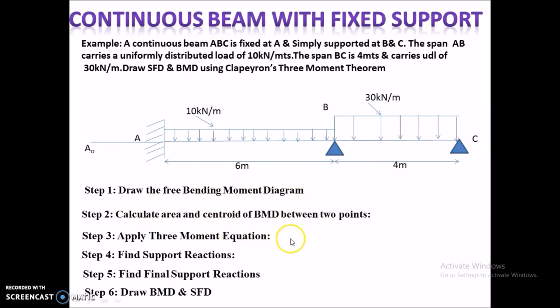So now we have to draw the free bending moment diagrams, same as the previous problem, and step 2 is also the same. Step 3: we will apply the three-moment equation twice. First for the beam A0AB, so we will get an equation in relation with MA and MB. Next, we will again apply the three-moment equation to ABC, so we will get another equation in terms of MA, MB and MC, where MC is 0. We will get an equation in MA and MB. By solving both these equations, we will get the values of MA and MB, and the remaining problem is the same as the previous method. So now this is our problem, and step 1 is to draw the free bending moment diagrams.